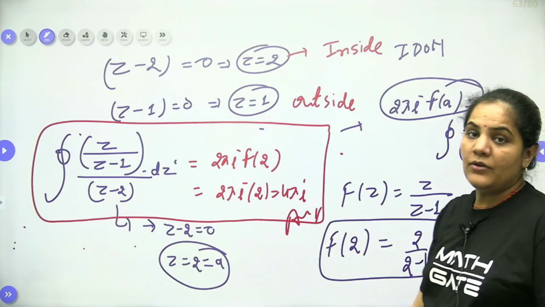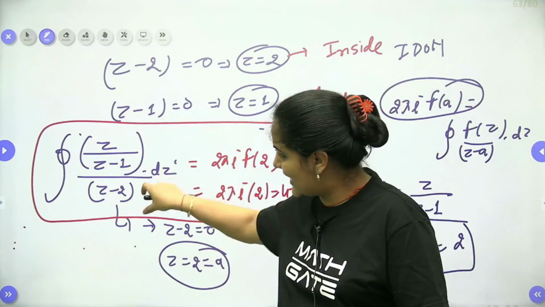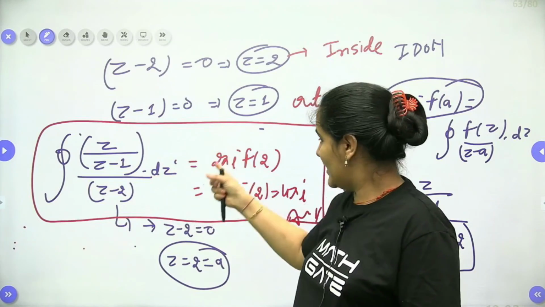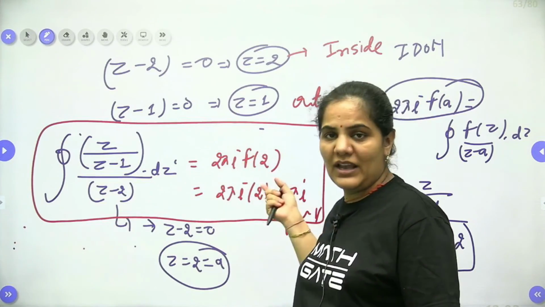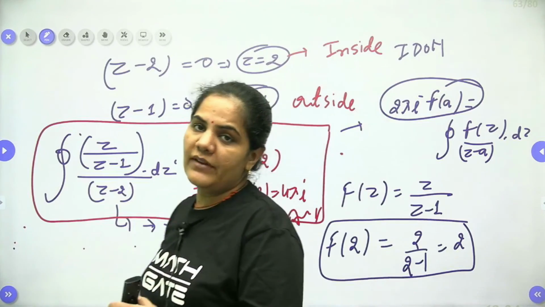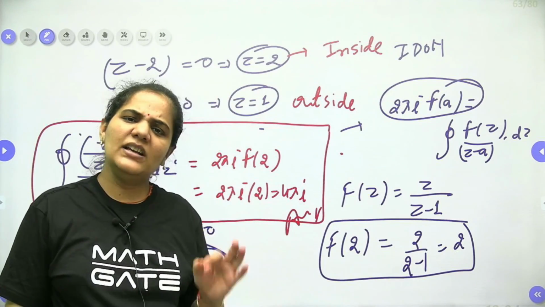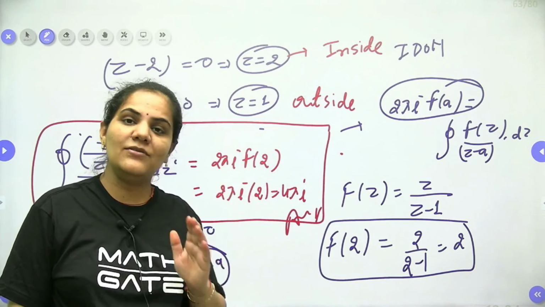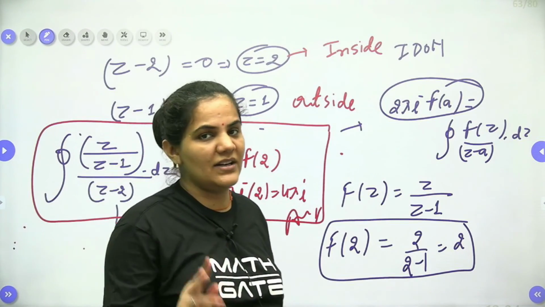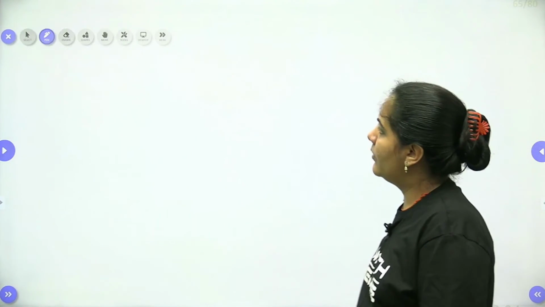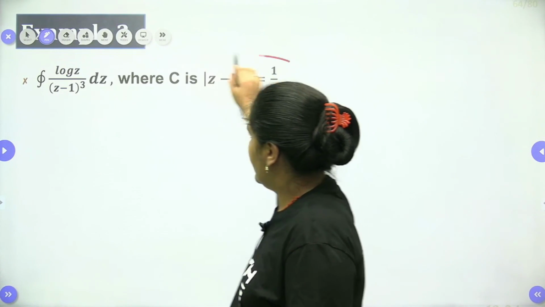This will be your final answer. Is it clear? For the question f(z) by z minus a dz, the result is 2 pi iota f(a). Here a is equal to 2. So when we approach here, the result is 4 pi iota. Done. So exactly, Cauchy's integral formula is very, very easy to approach once you understand the question.